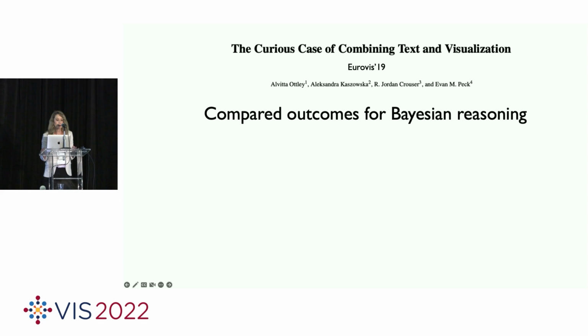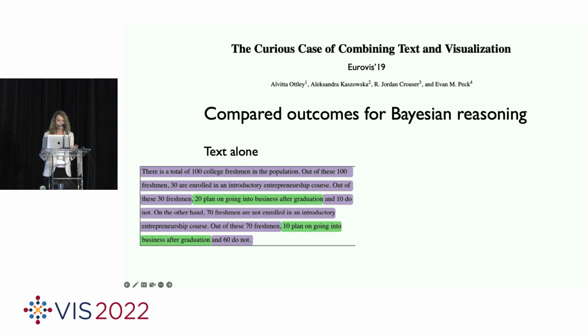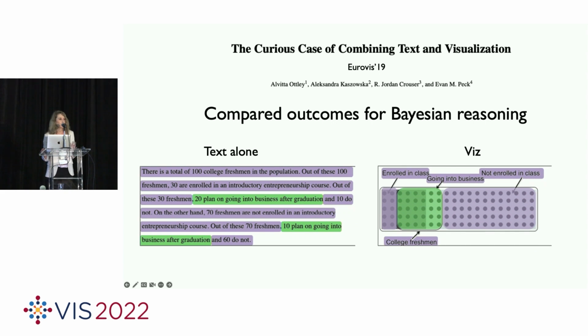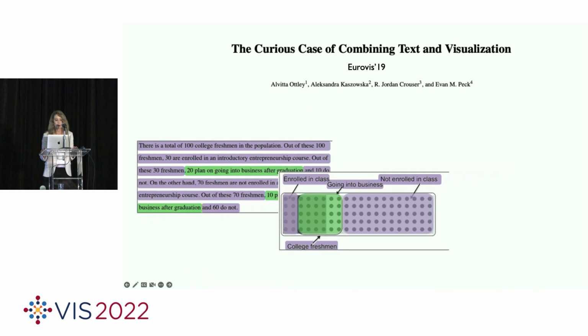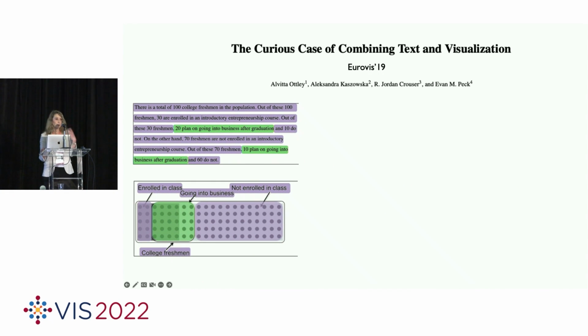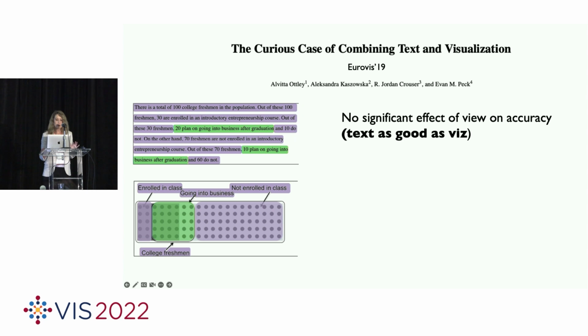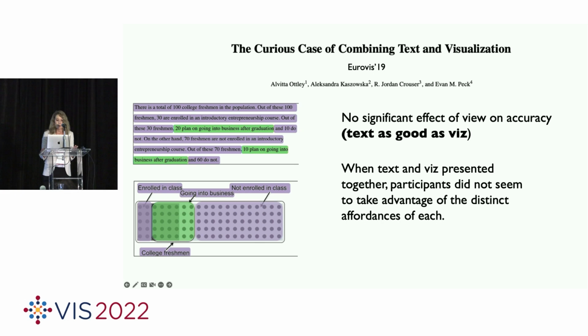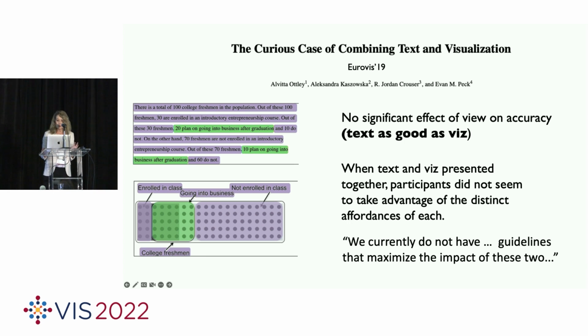In this work by Ottley et al., they compared outcomes for Bayesian reasoning. They had a text alone option and a visualization alone option, as well as a combined view of the two. And they found, for the point I'm trying to make here, that text and viz were equally as good in terms of accuracy. The viz didn't help. And when the two were presented together, the participants didn't seem to take advantage of the distinct affordances of each. And they stated that we currently do not have guidelines that maximize the impacts of these two. And I agree with that. This is what I'm trying to say, that we don't really understand how these two work together.